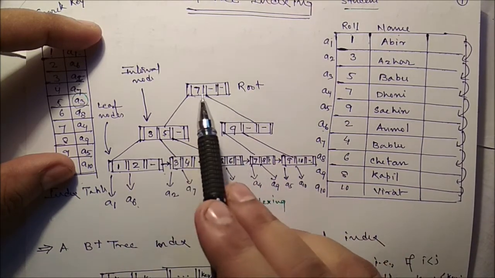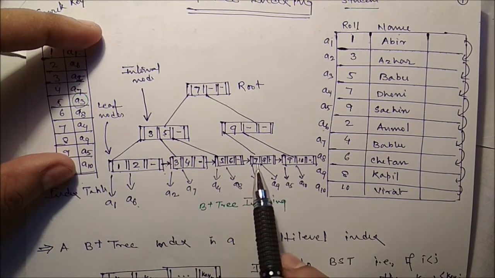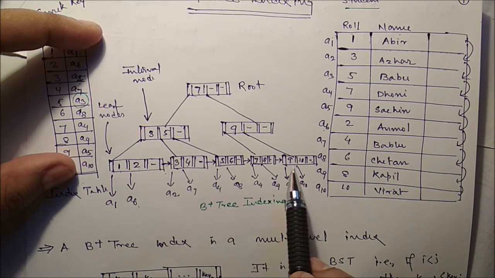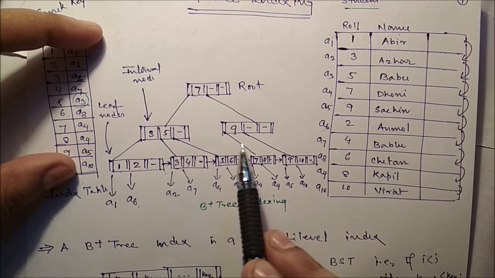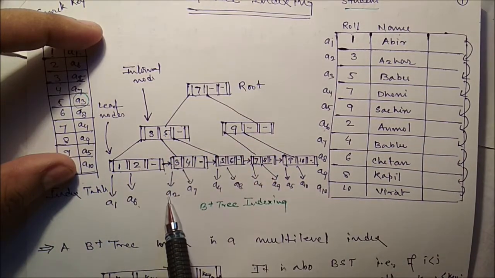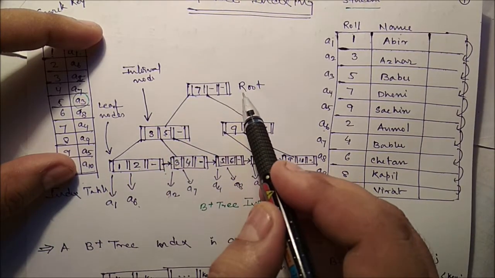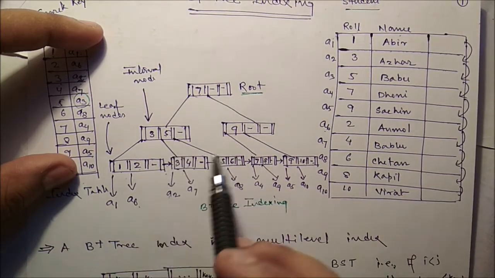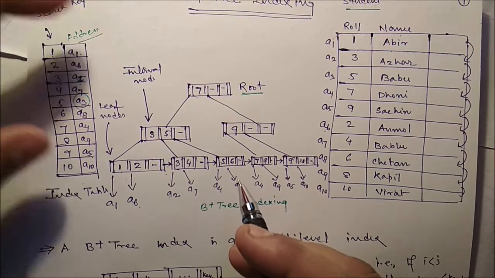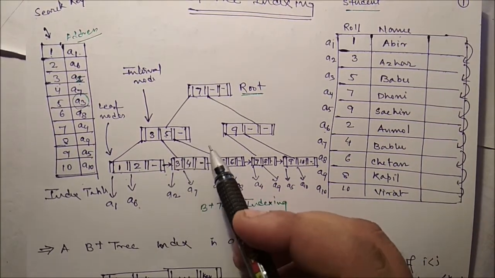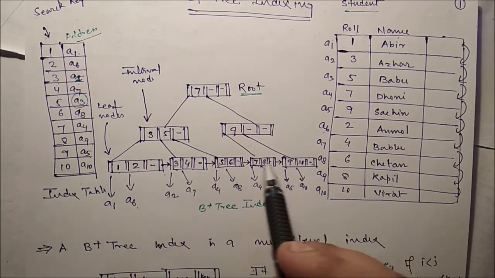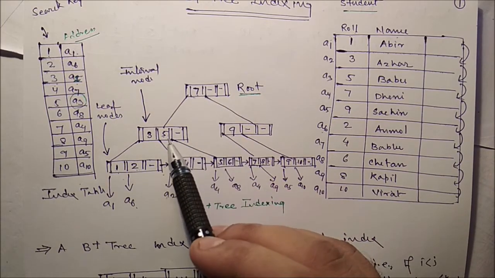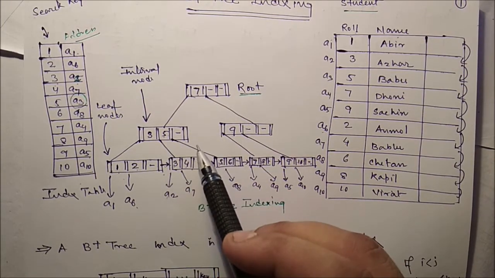7 and 8 are less than 9 but greater than or equal to 7. 9 and 10 are greater than or equal to 9. So this is also a binary search tree. This is the root, these are the leaf nodes, and these two are the internal nodes. All the roll numbers are present in the leaf nodes, and the root and the internal nodes are used for indexing purposes.